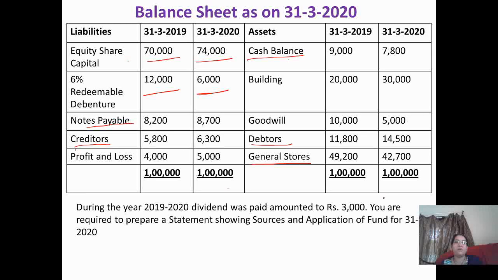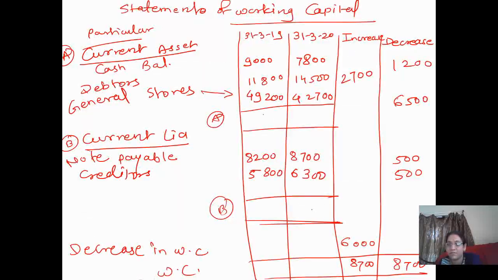Next, note payable and creditor, you have already seen, already shifted into the working capital statement. The next, profit and loss, opening 4,000 and closing 5,000. Profit and loss is on the liability side, so it shows our liability. What is the rule of liabilities? Opening balance, what is opening balance? Opening balance is transferred to credit side and closing balance is transferred to debit side.